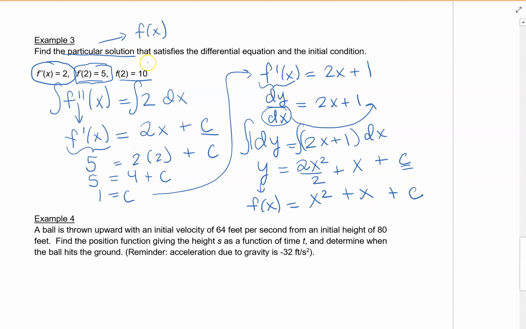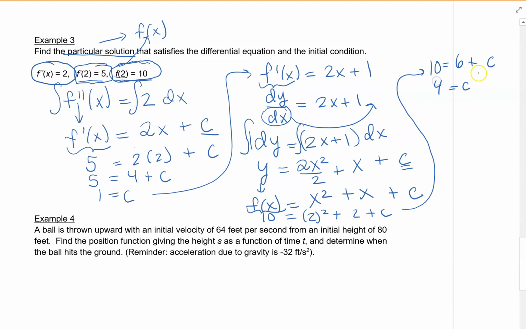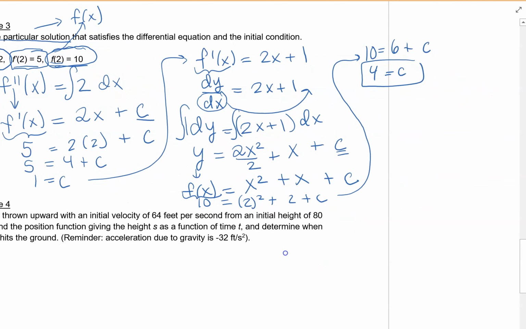But that is why I was given another initial condition for just plain f, right? For my particular solution. So I know that when x is 2, f of x is 10. So I'll plug 10 in for my f of x, and then 2 in for my x, and solve for c. So I get 10 is equal to 4 plus 2, which is 6, plus c. So c is equal to 4 for my particular solution. So my final answer for example 3 is f of x equals x squared plus x plus 4.